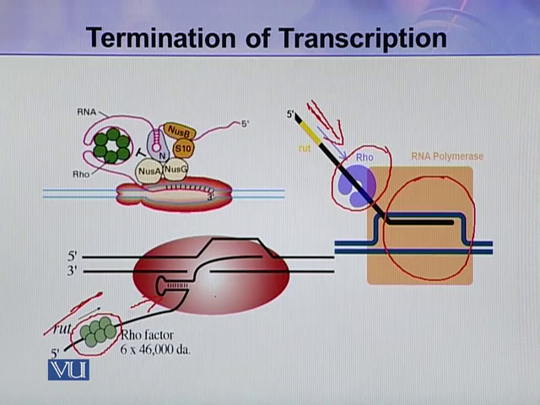And in another illustration, you can see here it is Rho, which contains 6 subunits, and the RNA is looped around this. So in this case, it tightens the loop and stops the transcription.